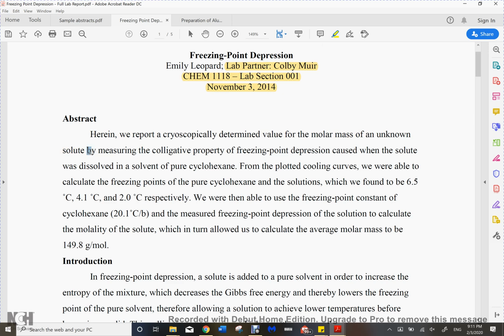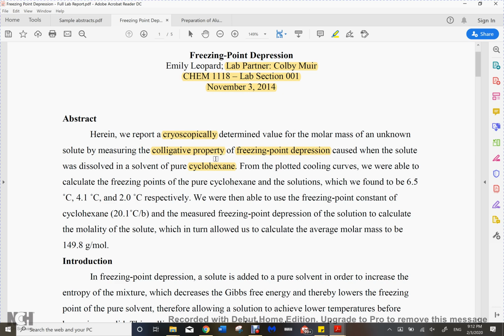So I say we're doing this by measuring the colligative property of freezing point depression caused when the solute was dissolved in a solvent of pure cyclohexane. So this is the way we're going to do it, by measuring the freezing point depression. Now notice, here are the key words that I have within this section. I have colligative property, I have freezing point depression, and I'm also telling what solvent I'm using, cyclohexane. So these are the hashtags or the buzzwords that I've included so far.